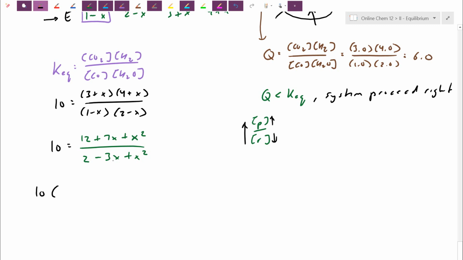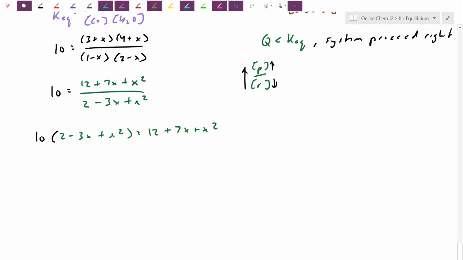Similar math though, I need to bring this term onto the left side. 2 minus 3x plus x squared. This has to equal the right hand side. Again, you're not going to get anything mathematically as hard as this, but we still have one equation, one unknown. You can technically solve it. Let's distribute the 10 inside. So this becomes 20 minus 30x plus 10x squared. This is matched up to 12 plus 7x plus x squared.